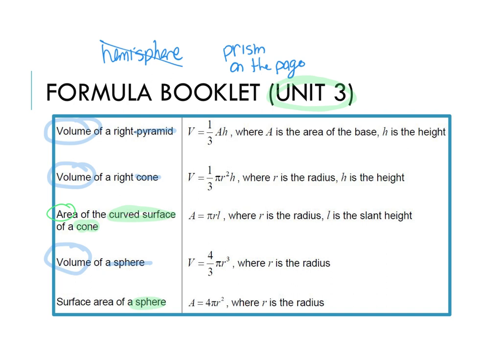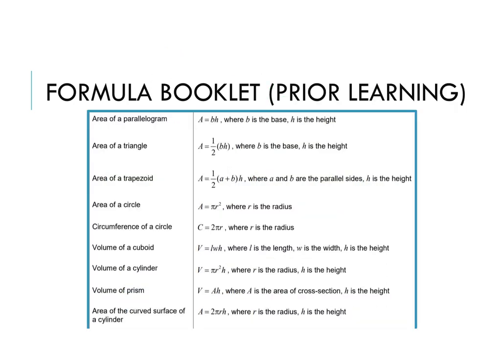But there are other formulas at the very start of the book. At the very start of the formula booklet in prior learning, you're going to find a whole bunch of formulas that are useful, including the volume for a cuboid, the volume for a cylinder, and the volume for a prism. So all the shapes we've seen, the volume is here except this hemisphere. You also have the surface area for the curved surface of a cylinder. On the previous page you had it for a cone. On this page you have it for a cylinder.